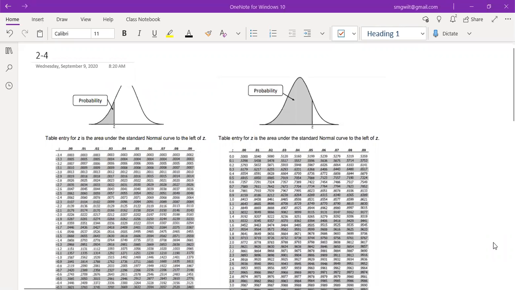In this video, I'm going to go through section 2.4, which is finding areas within a normal distribution. The first thing that I want to talk about is the z-table. We're using the z-table and the z-score formula to calculate some percentages.